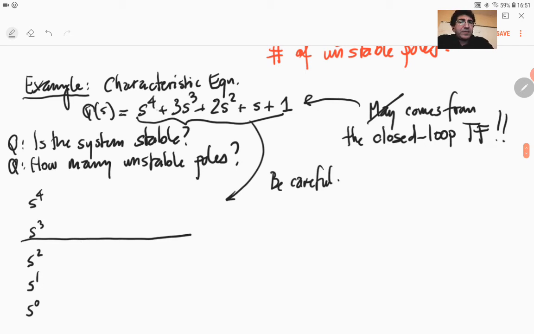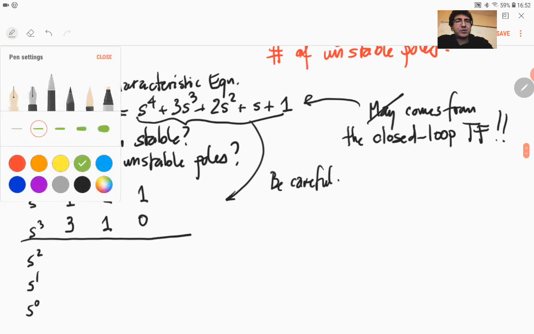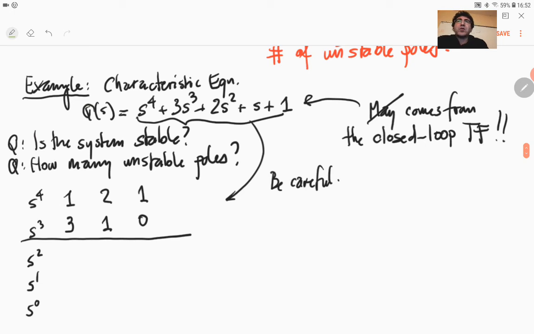So here, my first coefficient is 1, my second coefficient, s to the power 3, is 3, my third coefficient is 2, my fourth coefficient is 1, my fifth coefficient is 1, and my sixth coefficient does not exist, so we put 0 instead. Okay, so let's construct the first layer of coefficients.